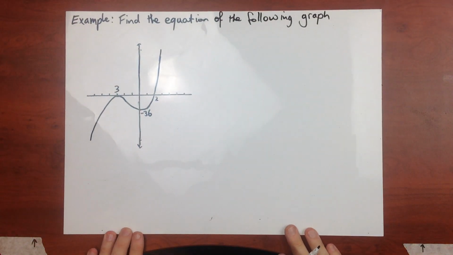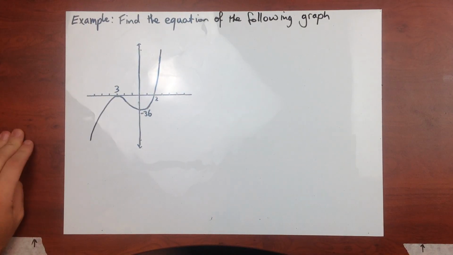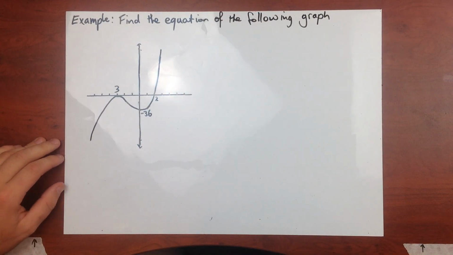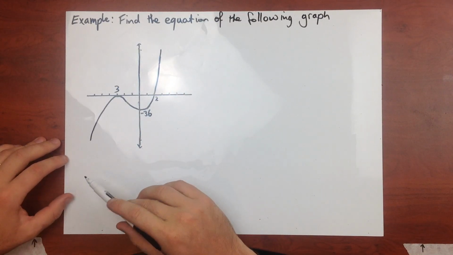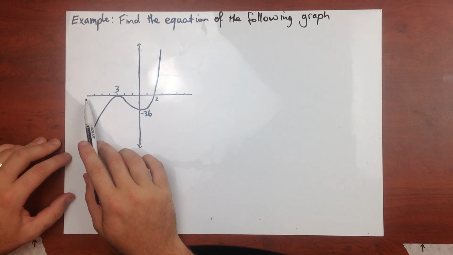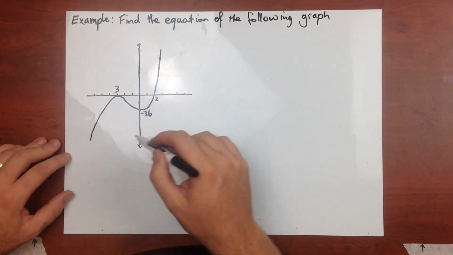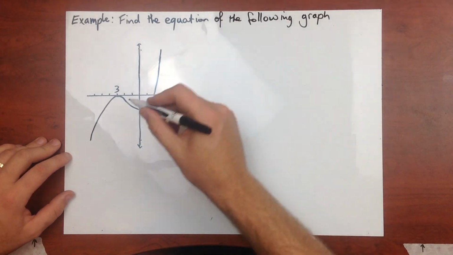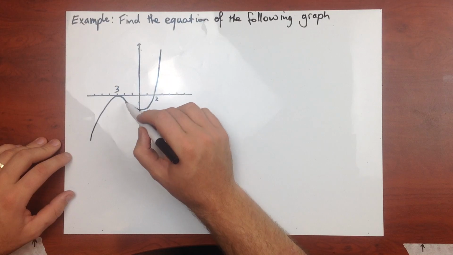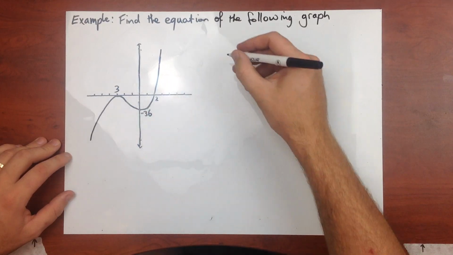Our first example is going to be finding the equation of the following graph. We've got a cubic here. We can see that as x gets smaller, y gets smaller as well, so we know we're in that positive form. We can see here that we've got a couple of intercepts. One has this turning point here, so we know that's going to be a repeated intercept.